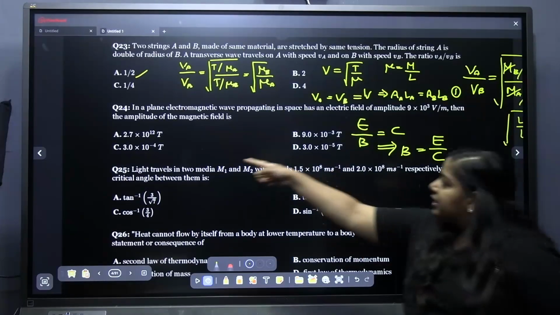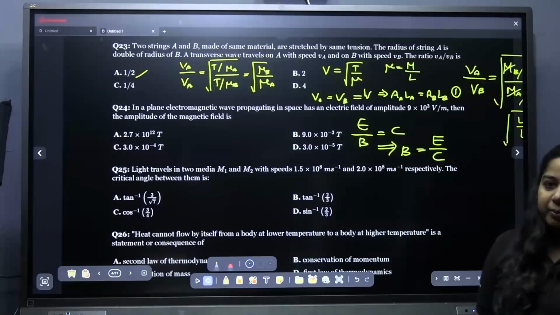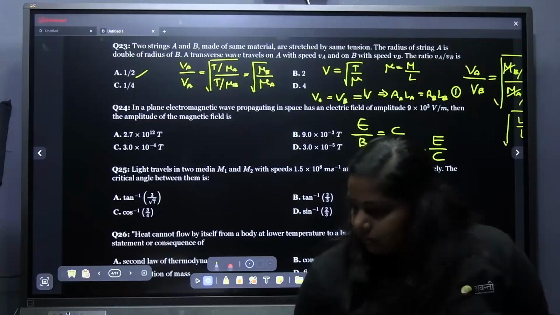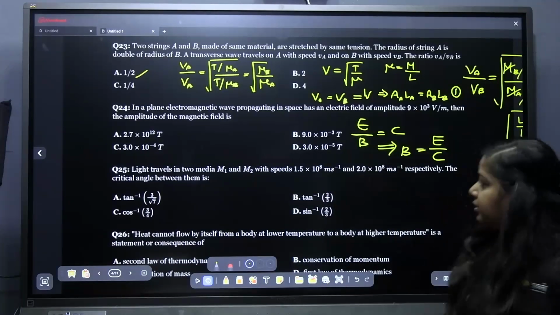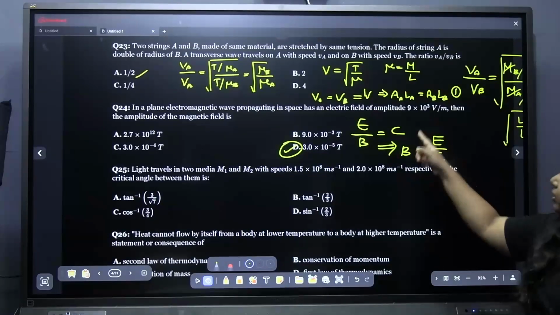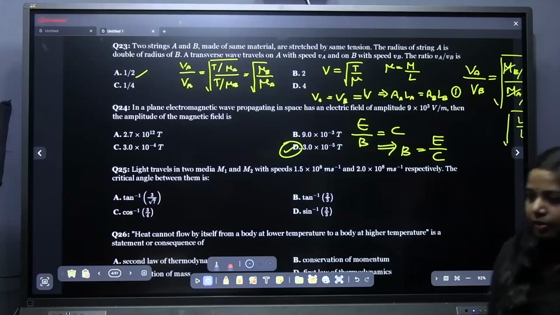See, two options are having same magnitude, so you have to calculate the power of 10 properly. Answer is option D. E is given, substitute for C, you will get answer for B.